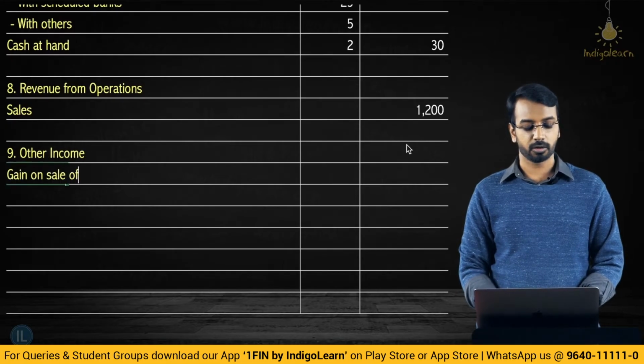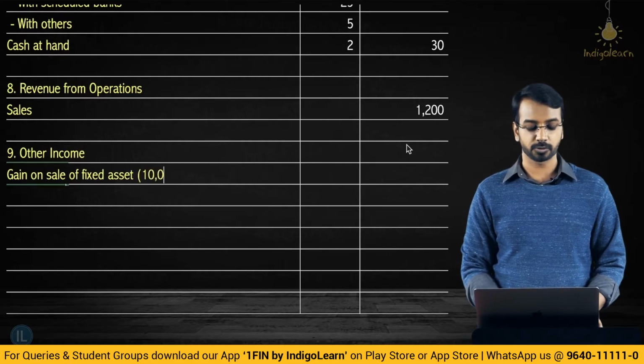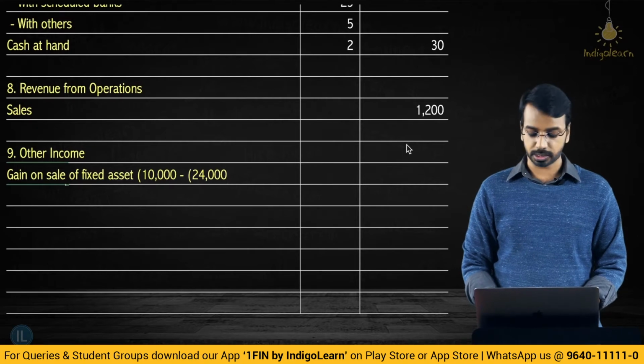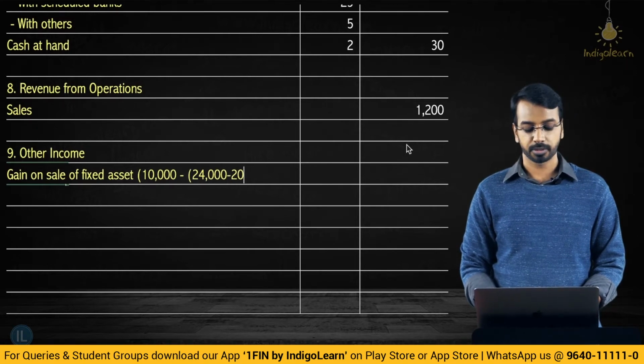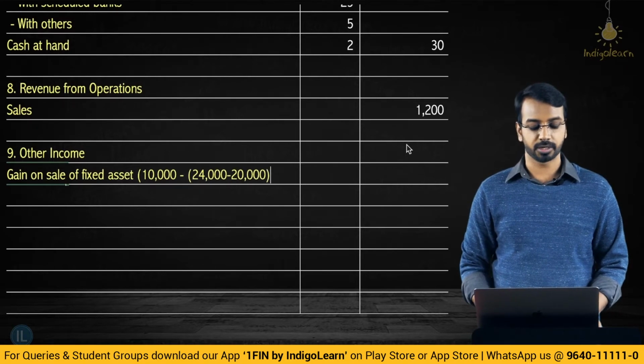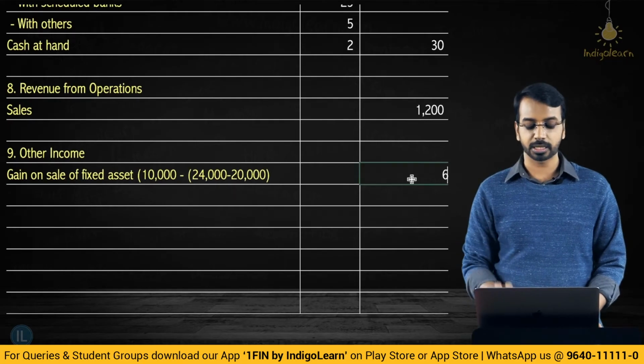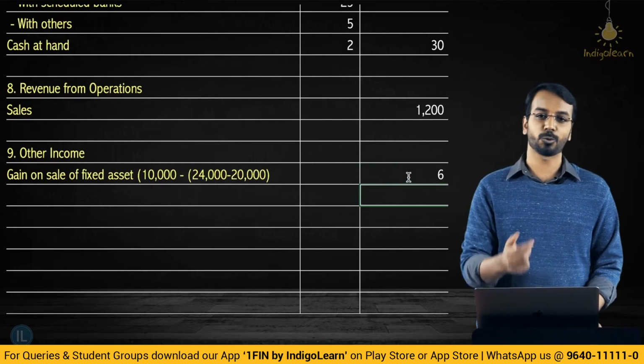Gain on sale of fixed asset. Okay, how much is that? You have sold it for 10,000 minus 24,000 was the cost and 20,000 was the accumulated depreciation. So 10,000 minus 4,000, 6,000 is the other income part which you have to show in the P&L.